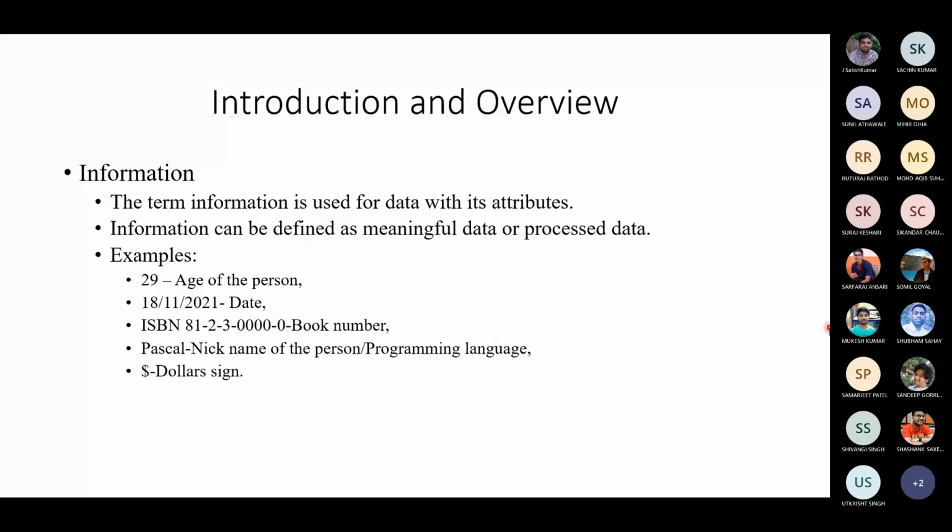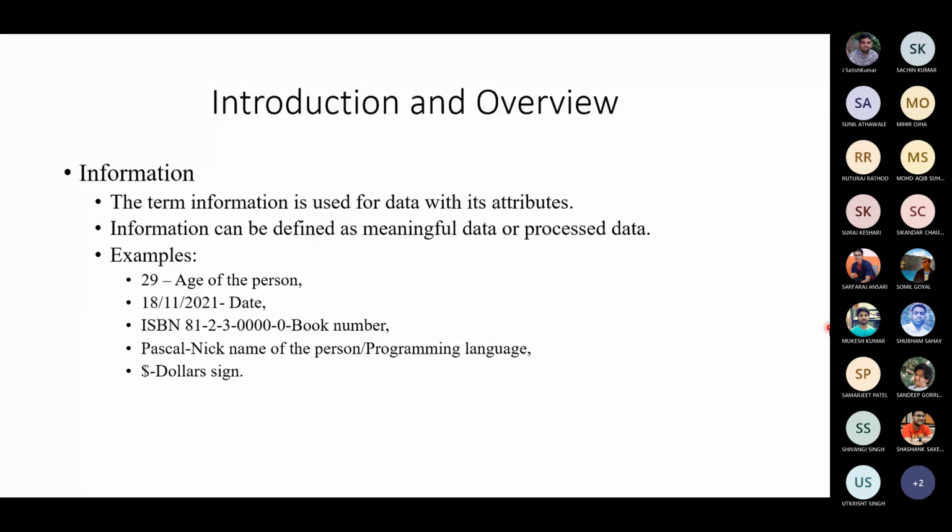When we get meaningful data, then we call that information. Okay, so dollar could be a dollar sign, right? So information can be defined as meaningful data or processed data. Okay, so there is a difference between data and information. Data could be a set of values. Information is processed data or meaningful data.